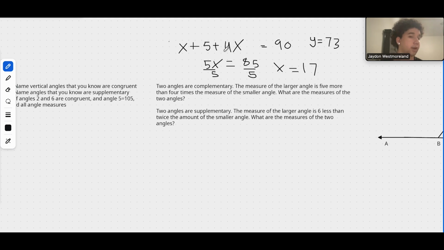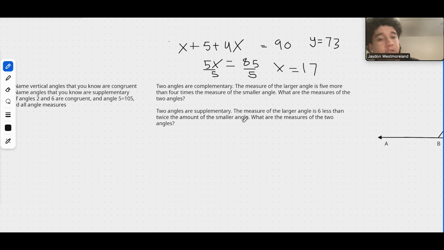Now you didn't even have to plug it in here. You could have just simply realized that it's complementary, which means that if this is 17, then the larger angle just has to be 90 minus 17, and you get the same answer. Okay, same thing goes on here.